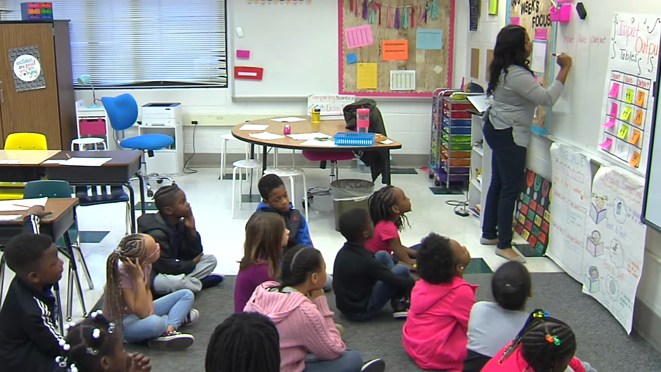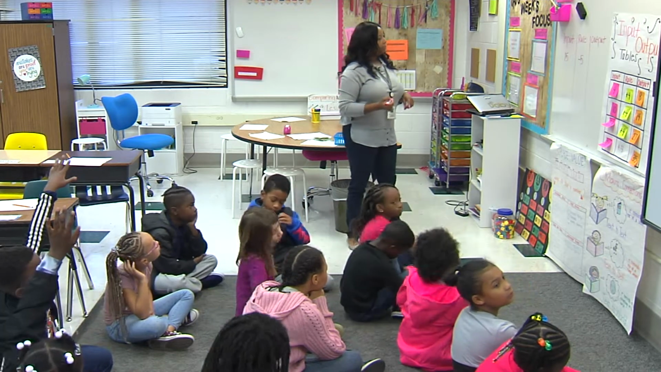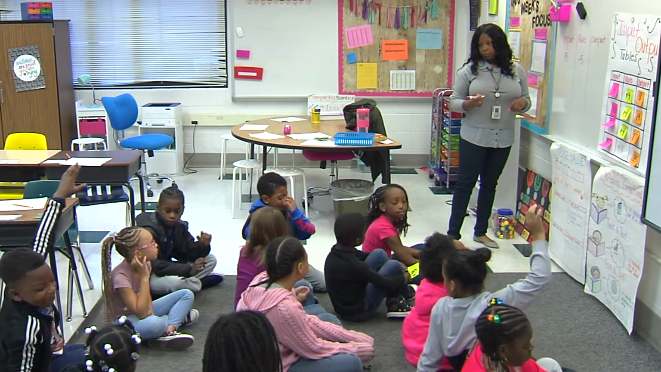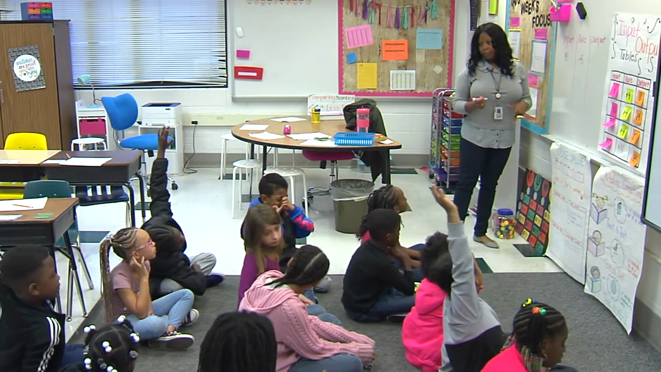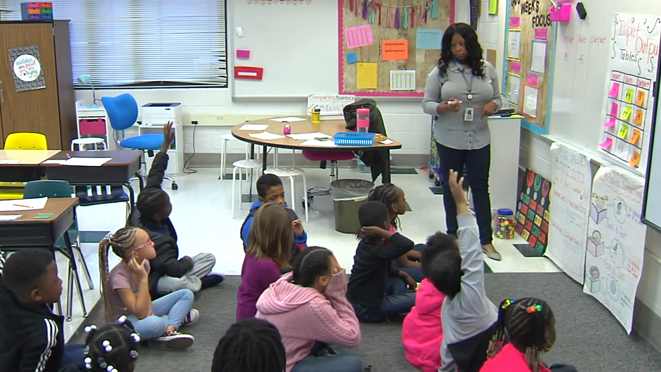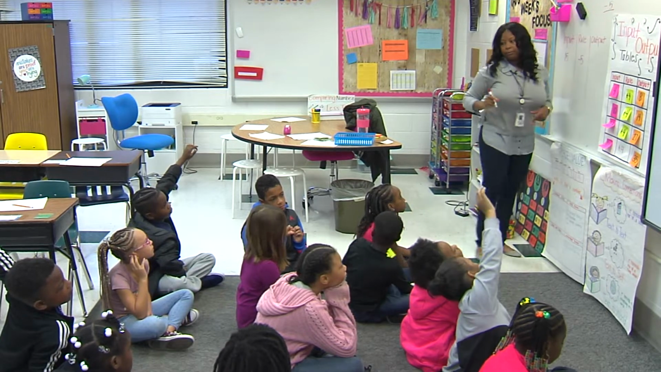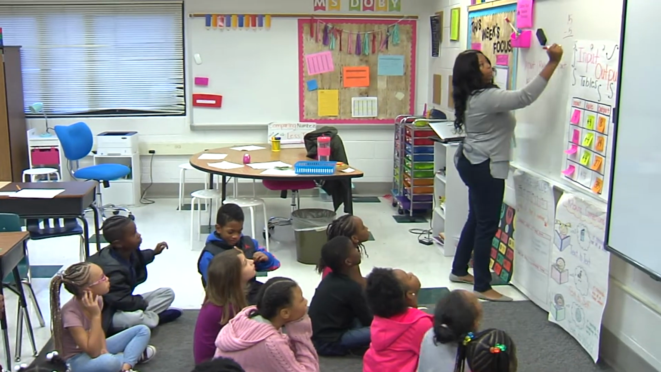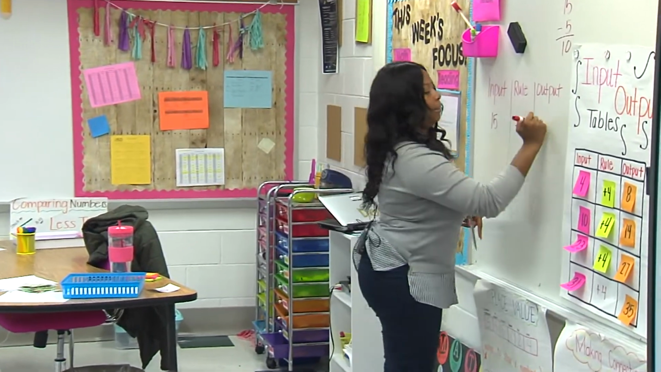So if I had 15 and I told you that the rule was minus 5, what would be my output? Majesty? 15 minus 5. What's 5 minus 5? Take away 5 is 0. And 1 minus 0 is 1. So 15 minus 5 is 10.